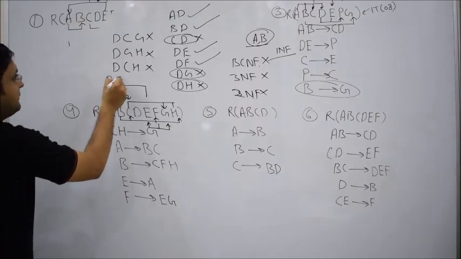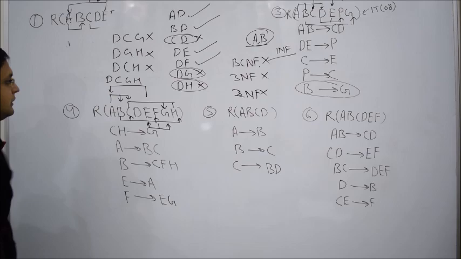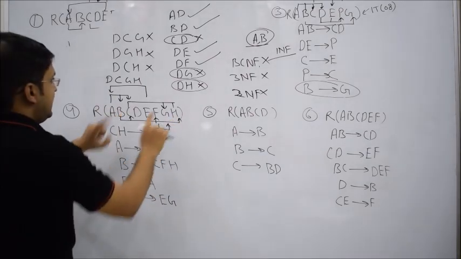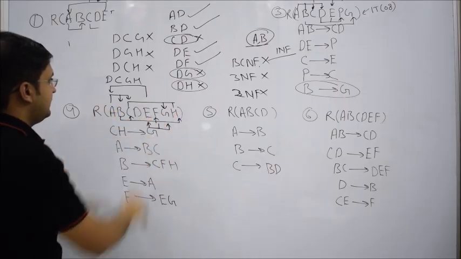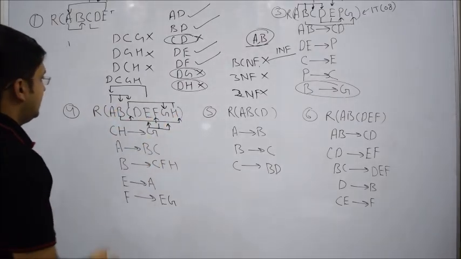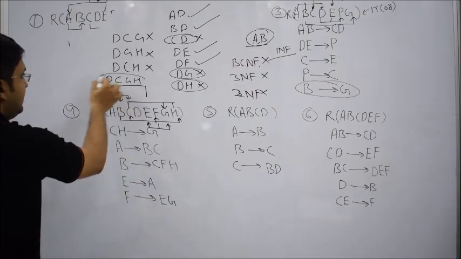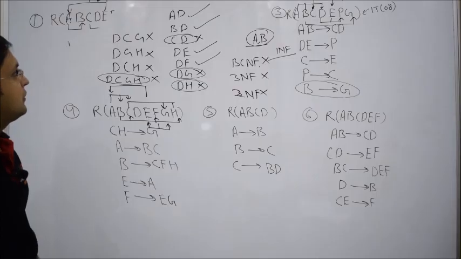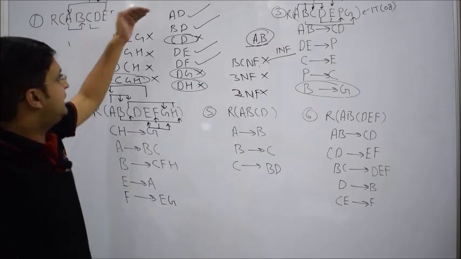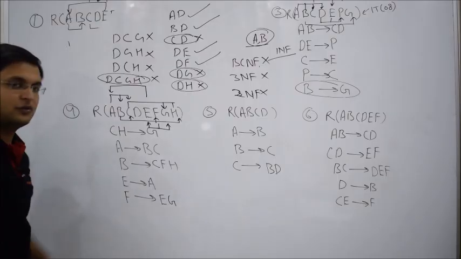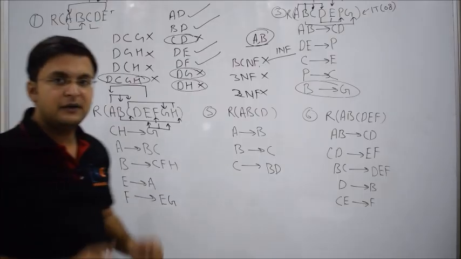Now with D, let me find C, G and H. Let's see what together they can do. From C and H we can find G, but still I cannot find A, B, or E, so it means it is still not a candidate key. So the answer to the question is there are only 4 candidate keys here: AD, BD, DE and CF. Okay, now let's go to question number 2 and try to identify the normal form of it.